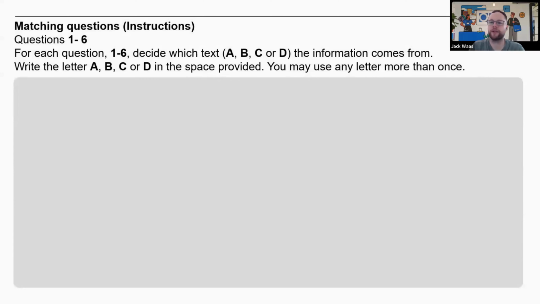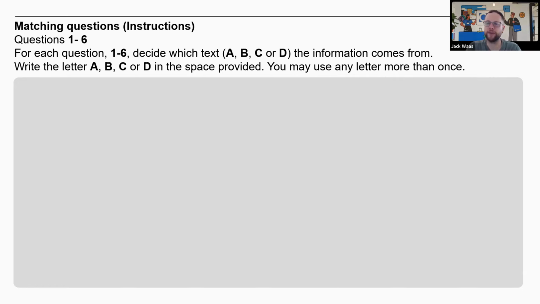All right, so the first questions in reading A are called matching questions. Here are the instructions. For each question, 1 to 6, decide which text, A, B, C, or D, the information comes from. Write the letter in the space provided. You may use any letter more than once.